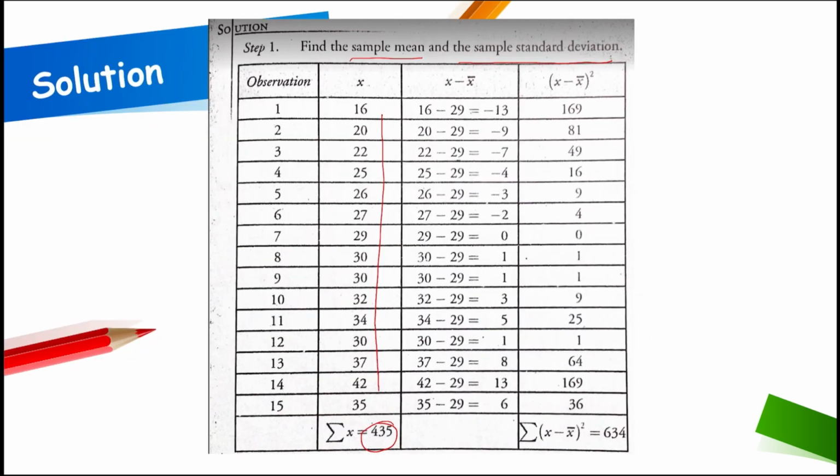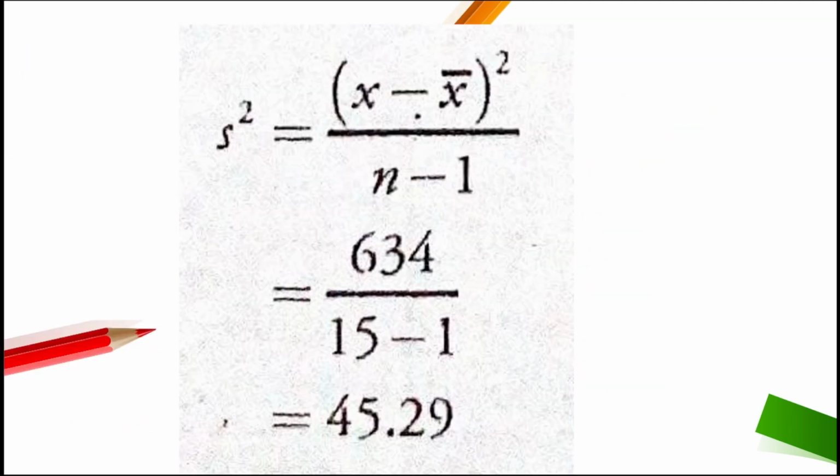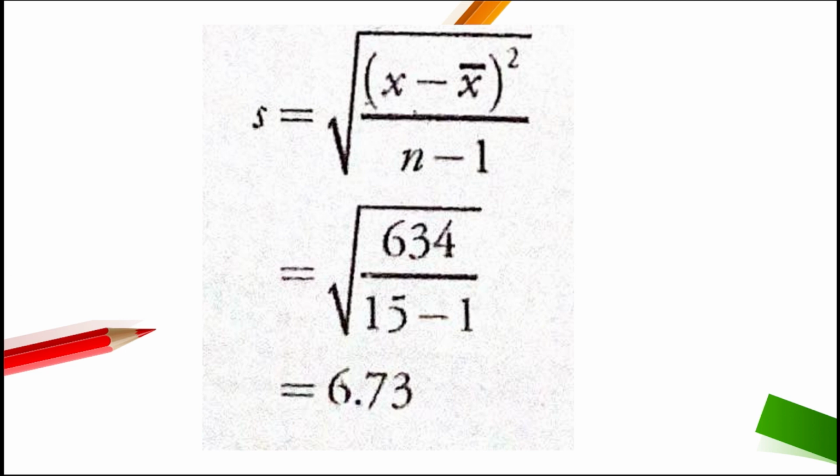Okay, to continue on our table, in order to determine the variance and the standard deviation, let's continue. How? By simply subtracting the data to our mean, that is 16 minus 29. That is equal to negative 13, and then squared, that is 169. Continue working until you determine the summation of x minus the mean squared, and that is 634. So to determine the variance, that is now 634 divided by 15 minus 1, and that is equal to 45.29. Now, for the standard deviation, just simply extract the variance, and that is now equal to 6.73.